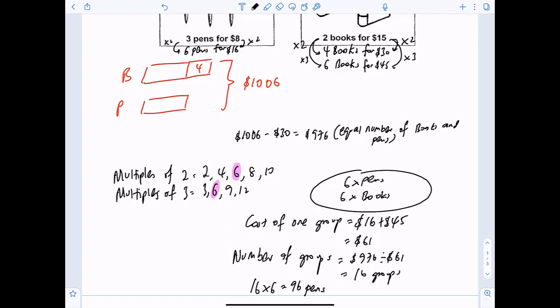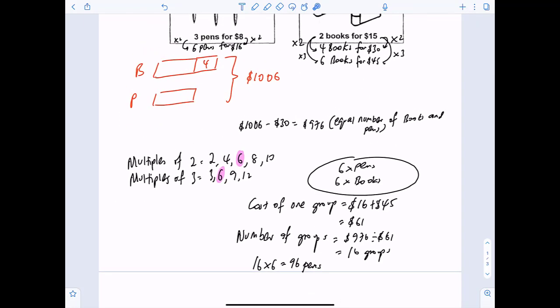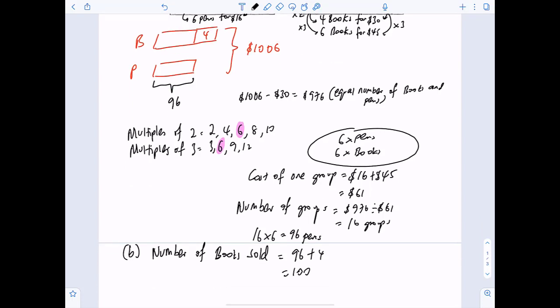Alright, 96 pens were sold. And we don't need to add another 4 because for pens, we didn't change the number of pens. It was the same as original. Okay. Next step, how much money was collected from the sale of his books? So now we know that there are 96 pens. We can find the number of books sold. So that would be 96 plus 4, because books is 4 more than the pens. So there will be 100 books sold.